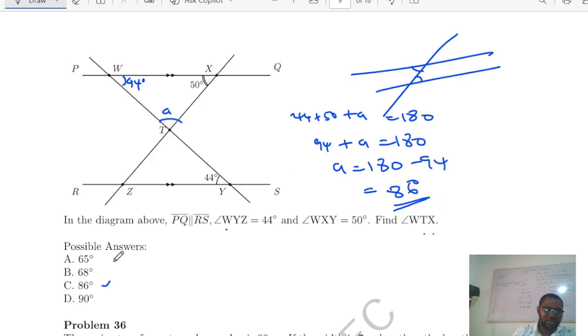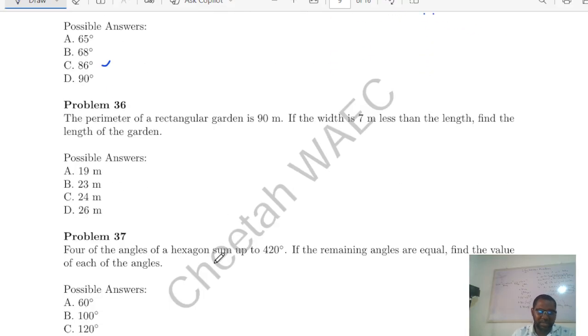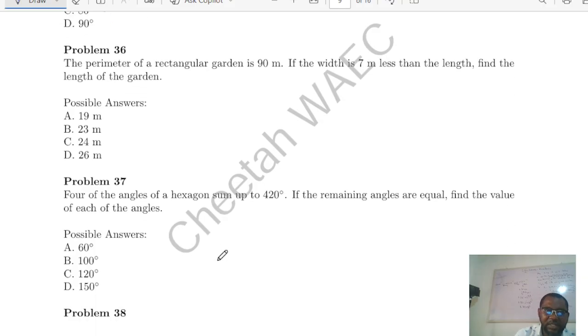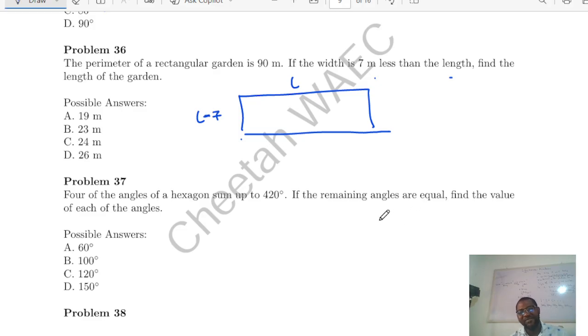Okay, so that leads us to problem number 36. This one says the perimeter of a rectangular garden is 90. If the width is 7 meters less than the length, find the length of the garden. Quite easy. So let's say this is the rectangle, and this is the length L, and the width is L minus 7, 7 less than the length. So if here is L minus 7, here is also L minus 7. If here is L, here is L, that makes the rectangle, right? And so the perimeter is 90.